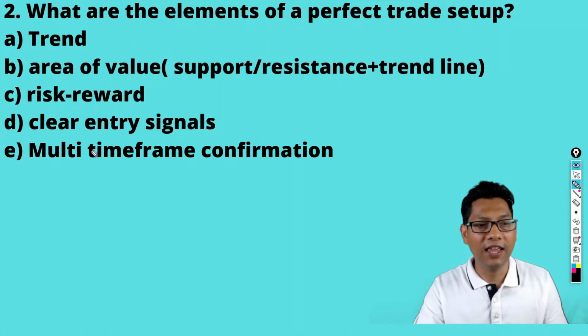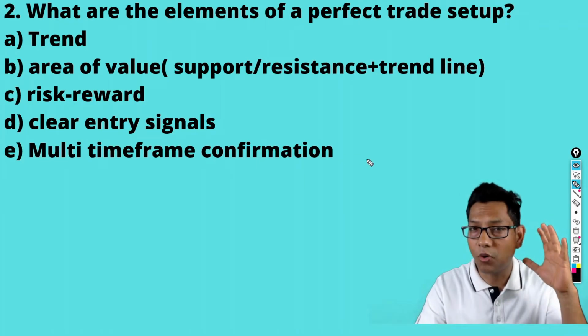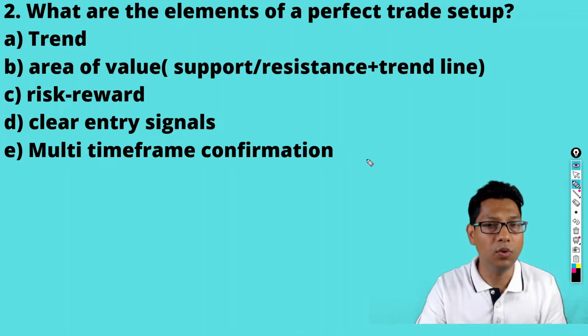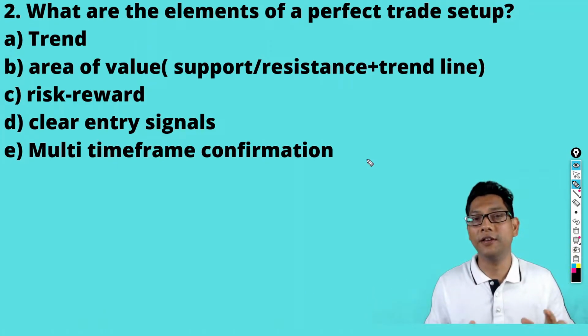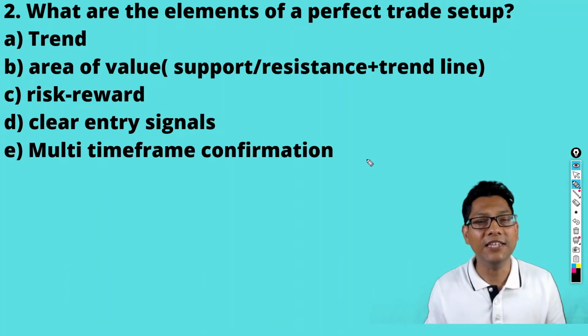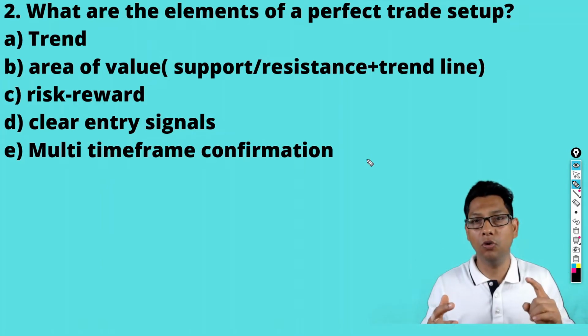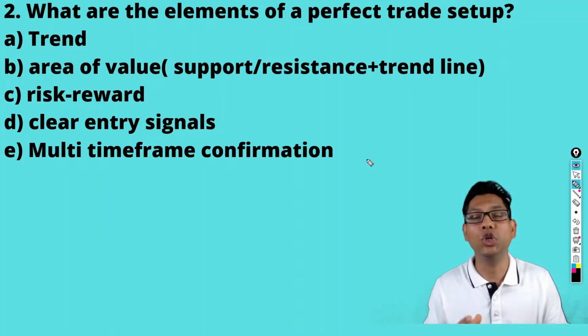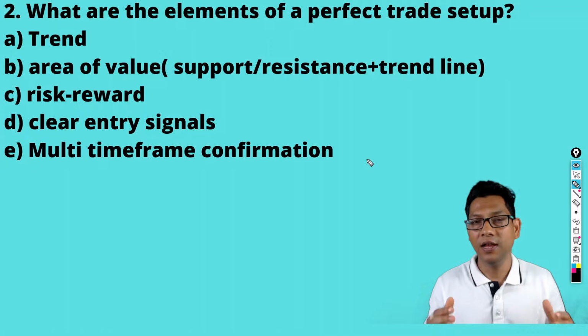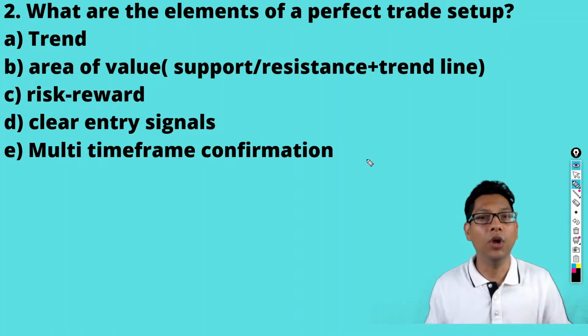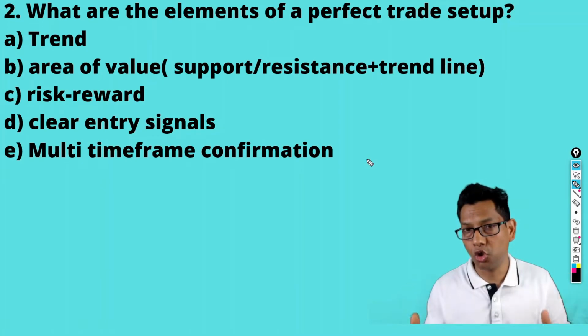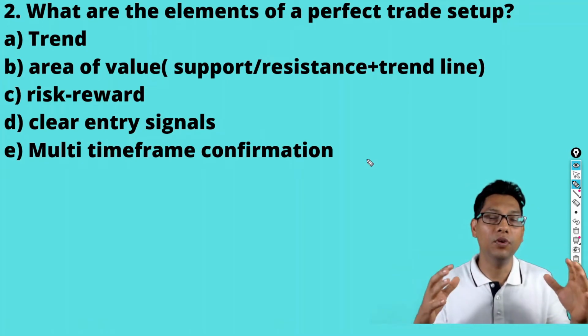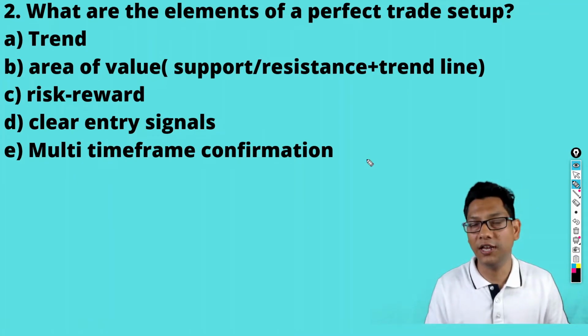Another criteria is multi-time frame confirmation. This is also a big one. Say you are trading on the daily time frame, you should look at the weekly and monthly, and they should be aligned. So if you are trading the short side on the daily, the weekly should be short, and the monthly should give you a bias to the downside.